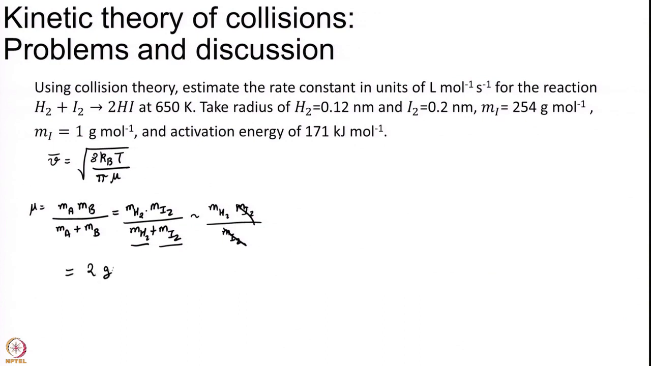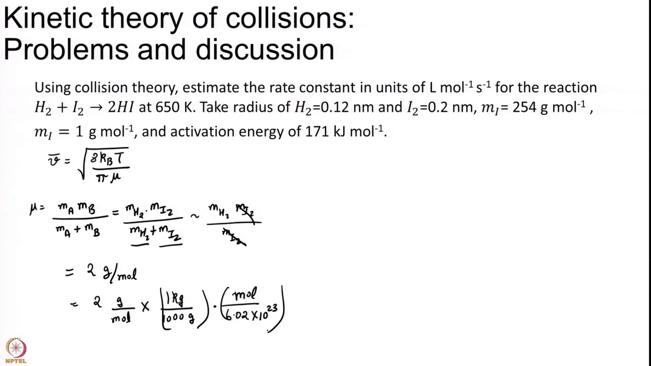Which is nothing but 2 gram per mole, but I want it in kilograms. Okay, I want it in SI units. So, 2 grams per mole into 1 kilogram per 1000 grams into Avogadro's number, 10 to the power of 23 moles. So, Avogadro number is mole inverse, so I am dividing by Avogadro number. Mole cancels with mole, gram cancels with gram, I am left with kilogram, and I have simplified this again and I have written the answer beforehand with me. This comes out equal to 3.3 into 10 to the power of minus 27 kilograms.